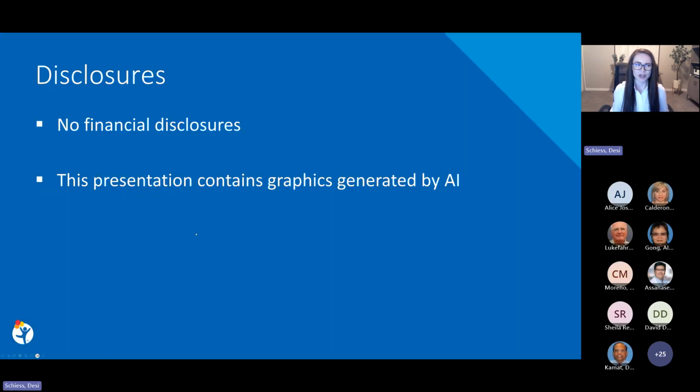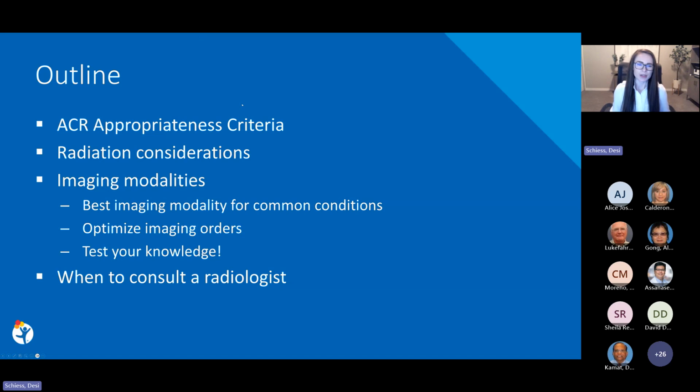My only disclosure is that this talk contains a couple of AI-generated images, so we'll see if you can spot those as we go. I'd like to start by showing you a resource that you can use to help choose the best imaging for your patients, and that will lead us into a discussion about radiation considerations. Then we'll review the imaging modalities, including some tips and tricks on how to optimize your imaging orders, as well as some interesting cases. And we'll also test your knowledge with a quiz where we will see 10 patients over the course of this talk. And just a reminder that not all of them will require imaging. We'll wrap up by discussing when to consult a radiologist.